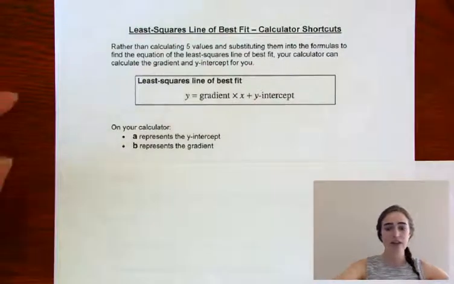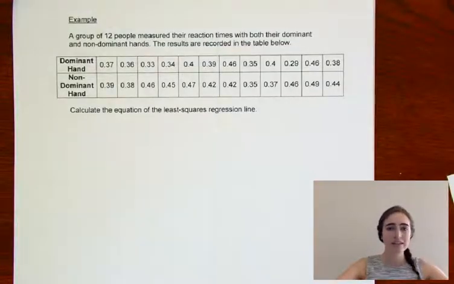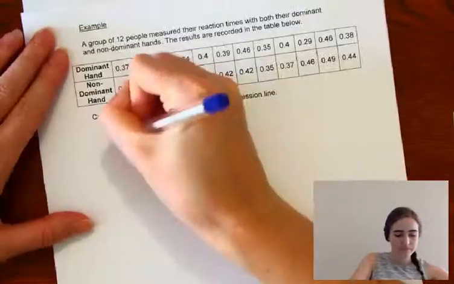Alright, so let's have a look at an example. Our example says that a group of 12 people measured their reaction times with both their dominant and their non-dominant hands, and we've got all the numbers in the table underneath. It asks us to calculate the equation of the least squares regression line. So we're going to figure out the gradient and the y-intercept.